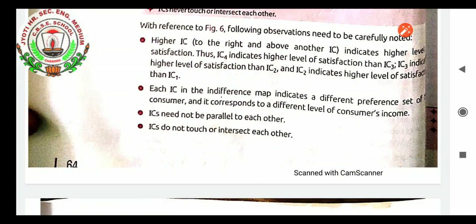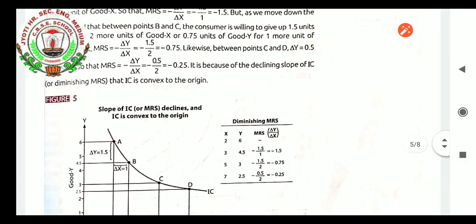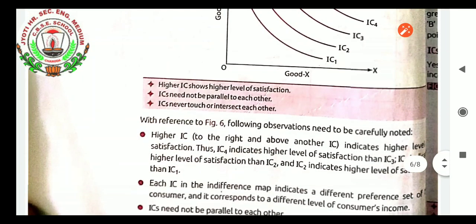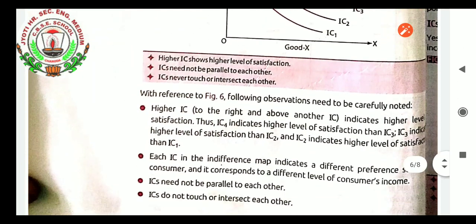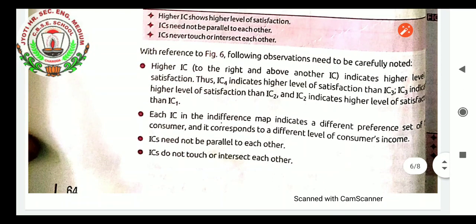Each IC in the indifference map indicates a different preference set, as I already said. As with the one set of table for which we drew the graph last time, like this graph we got now. This is one set of data. In the same way we will get three sets of data. Then from those three sets of data, these three graphs have been formed in the graph. So that must be clear. With the same set of data we will not get three indifference curves.